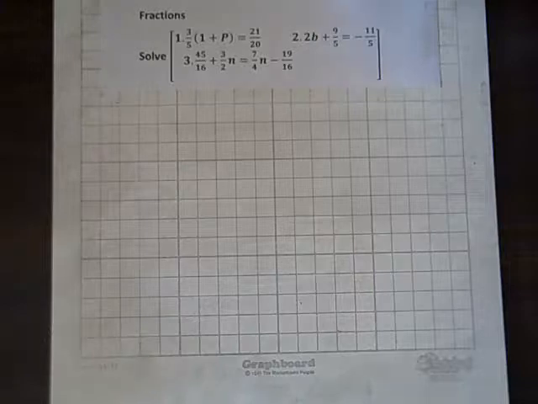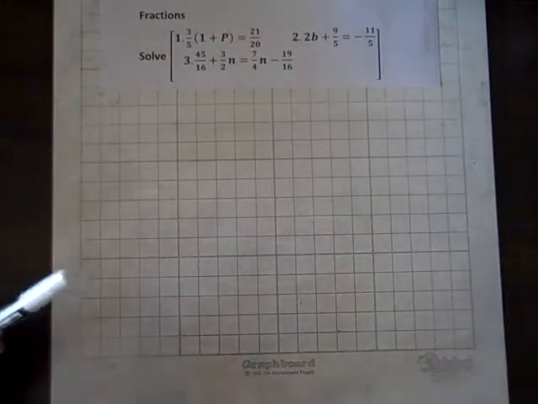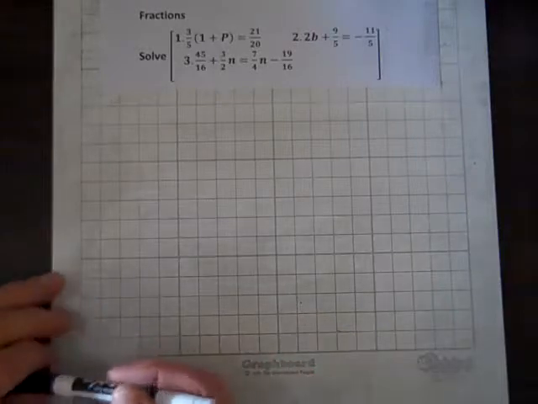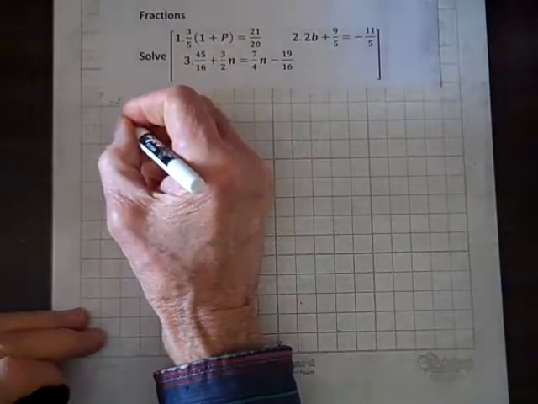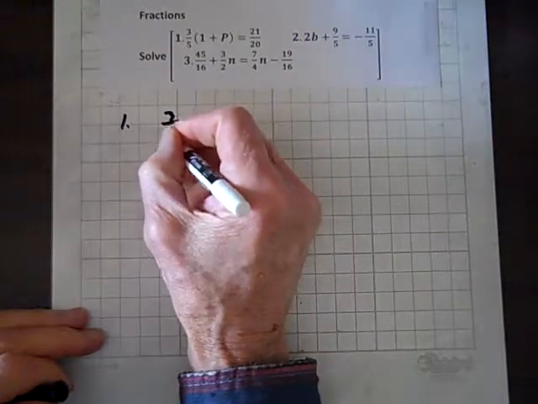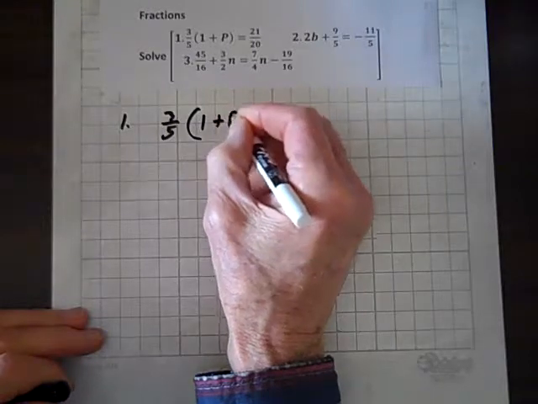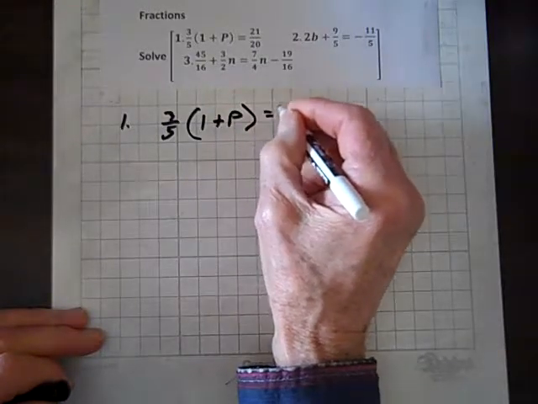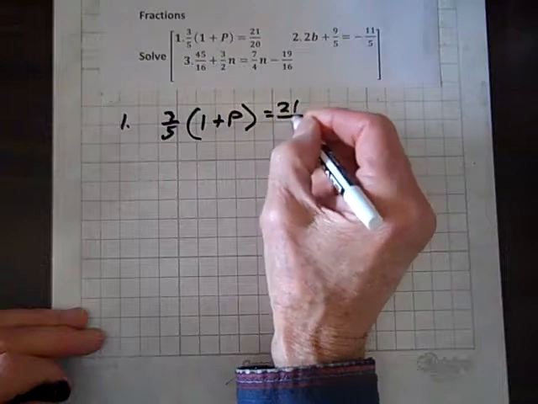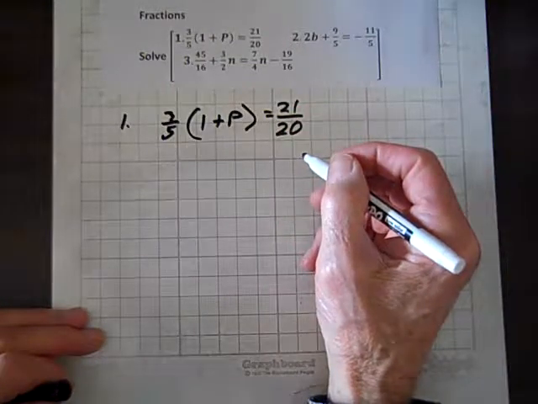Well, here we have three equations involving fractions to solve. So let's start with the first one, and that's 3/5 times the quantity 1 plus p equals 21 over 20. Now, let's see.